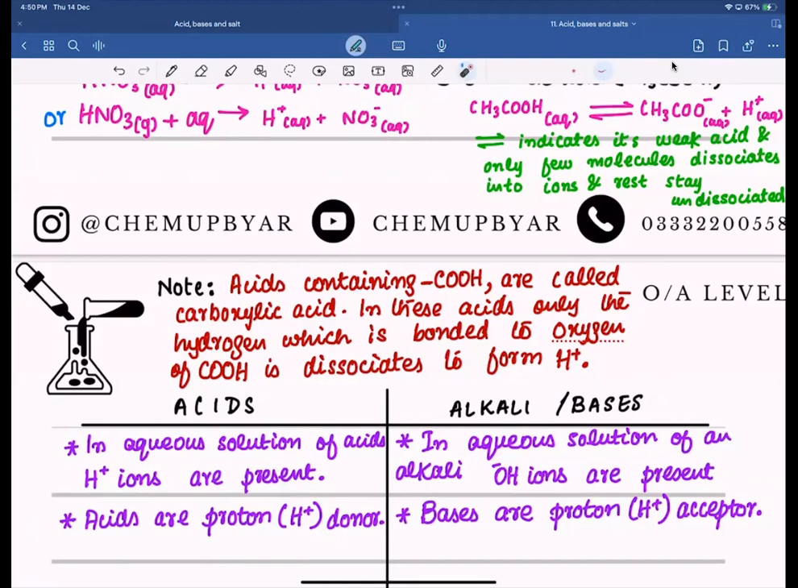Sometimes the reverse reaction also happens, like if the ion recombines. Yeah, only in weak acids, not in the strong acids. During the reaction, the forward and backward reactions are continuously taking place at the same speed.